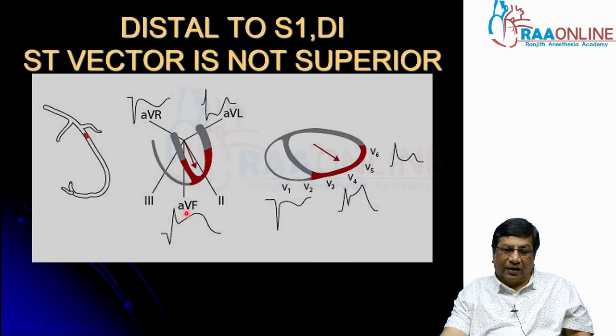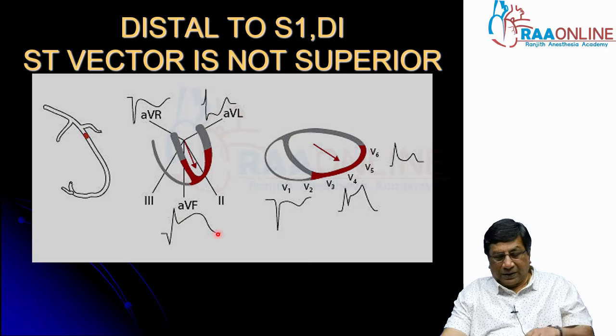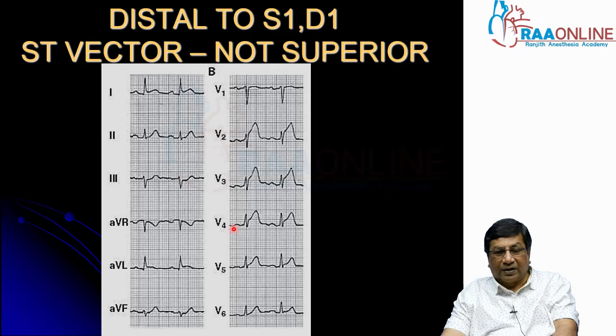So in a distal lesion, there may not be any ST elevation or ST depression in inferior leads, or there may be contrary to expectations even ST segment elevation in inferior leads, especially when the left anterior descending artery is long.